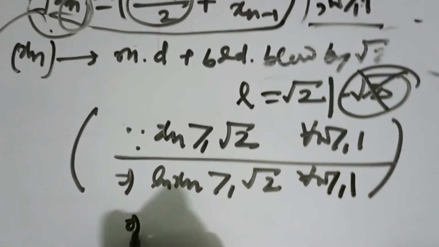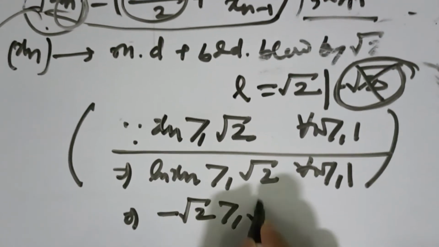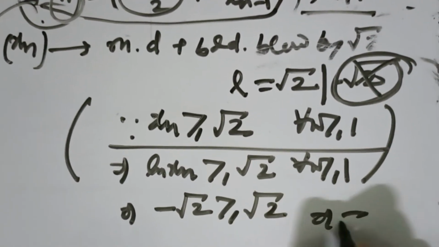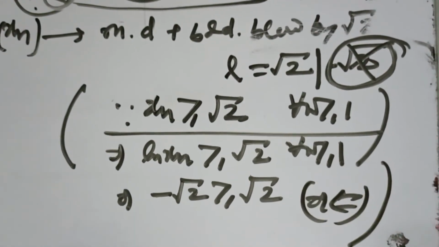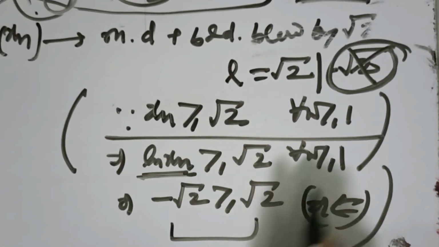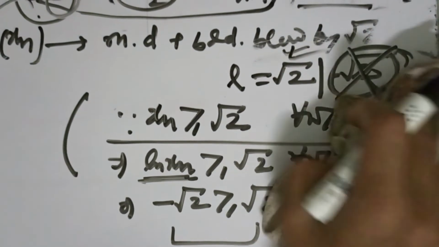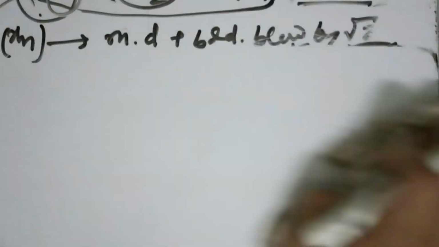But if we take the limit as minus root 2, this gives root 2 less than or equal to minus root 2, but it is not possible, right? It is a contradiction. If we assume xn converges to minus root 2, then this gives a contradiction. So L can never be minus root 2, so L will always be plus root 2.